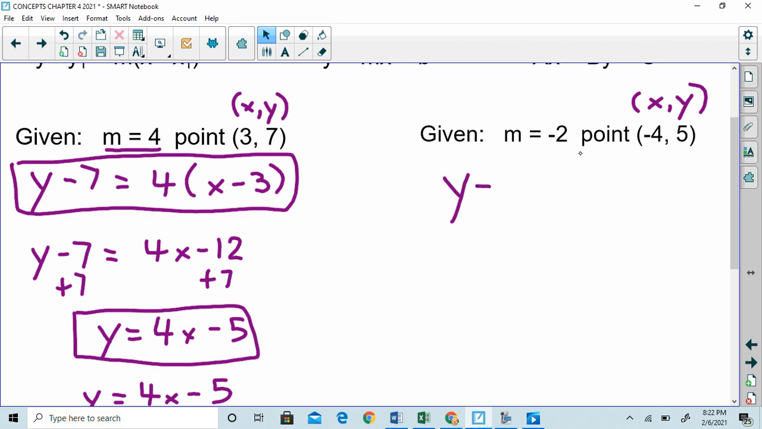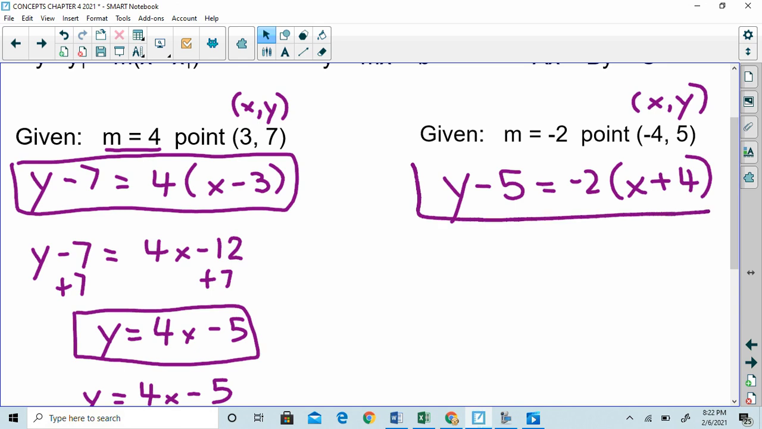Y minus 5 equals negative 2 times x. Now remember, when I have a negative coordinate, I add the opposite, so I get plus 4. This is my point slope form. Point slope and done, okay?